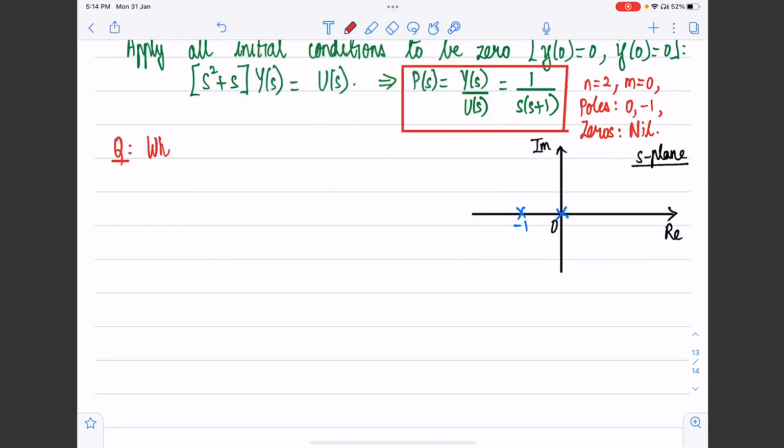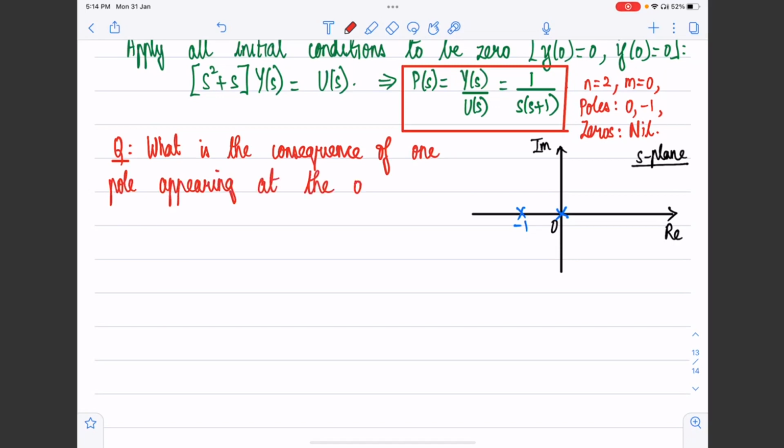So what is the consequence of one pole appearing at the origin? That is the question we need to ask ourselves and answer. So let's look at the unit step response and then try to answer. We were asked to calculate the output for two inputs.